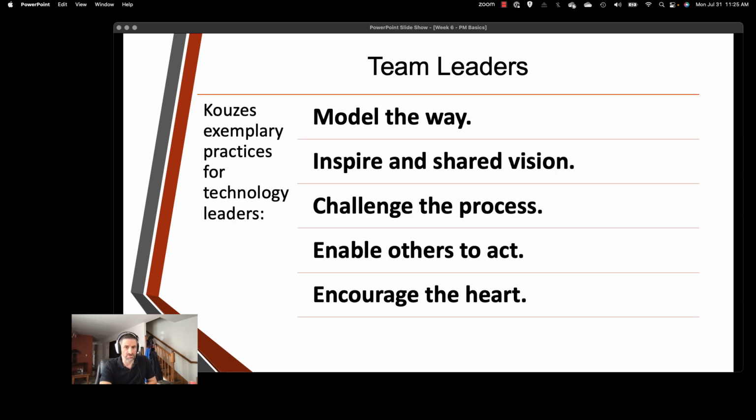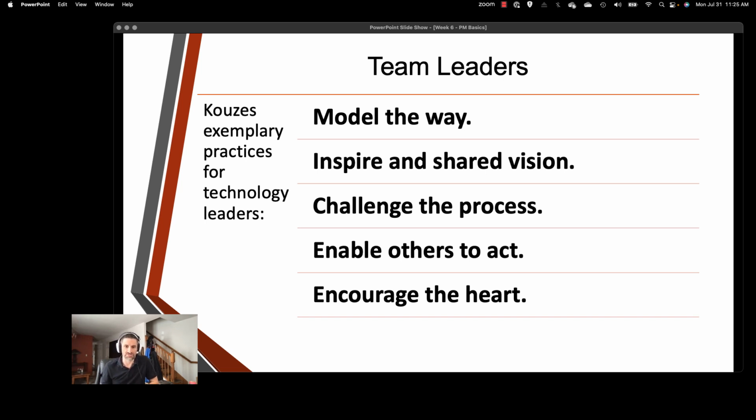And then we have our team leaders. So Kouzes has exemplary practices that he lays out for technology leaders. First one is model the way. So we want our leaders to be practicing what they preach. So they demonstrate a commitment to team and project by shared sacrifice.